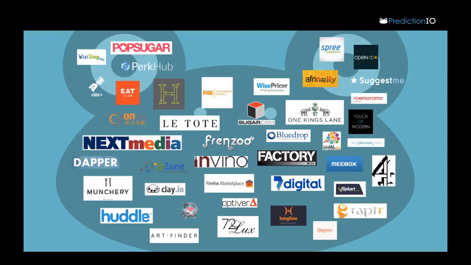So this is a snapshot of some of the companies that we're either working with or that have been using PredictionIO to power some of their applications. It's a real spectrum. On one end, we have some of the largest media companies in Asia and Latin America. And at the other end, we have some very small but fast-growing startups in domains as diverse as fashion, food, and even health.